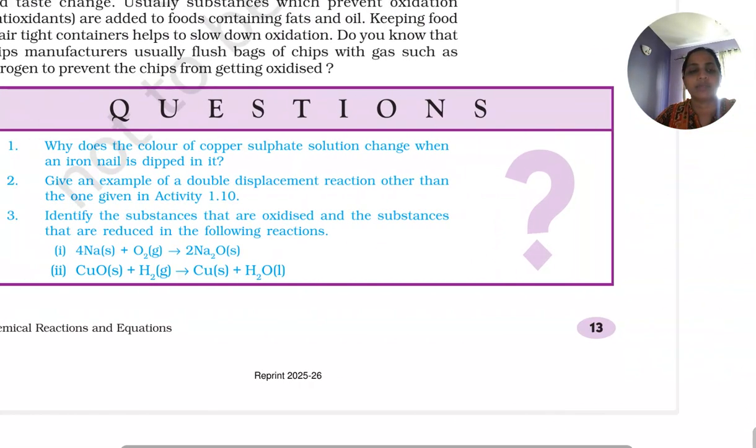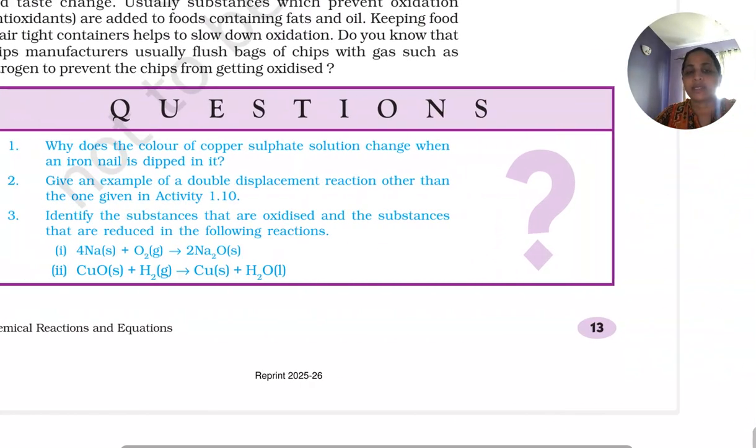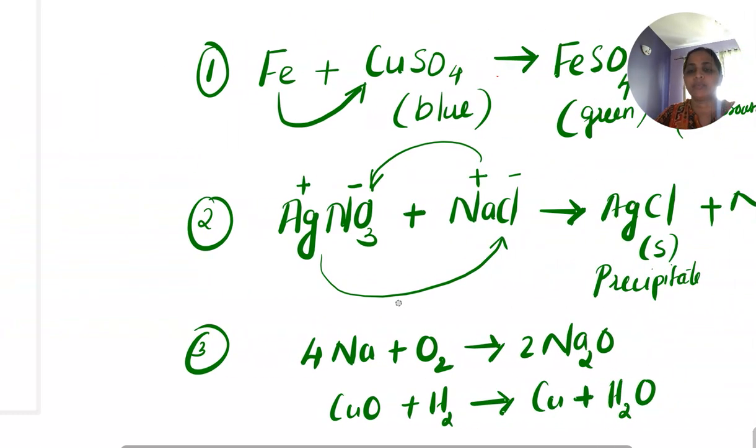So what is the question? Identify the substances that are oxidized and the substances that are reduced in the following reactions. In the first one, you can identify which substances get oxidized. Oxidation means what? Oxidation means adding of oxygen. In terms of oxygen, oxidation is the adding of oxygen.